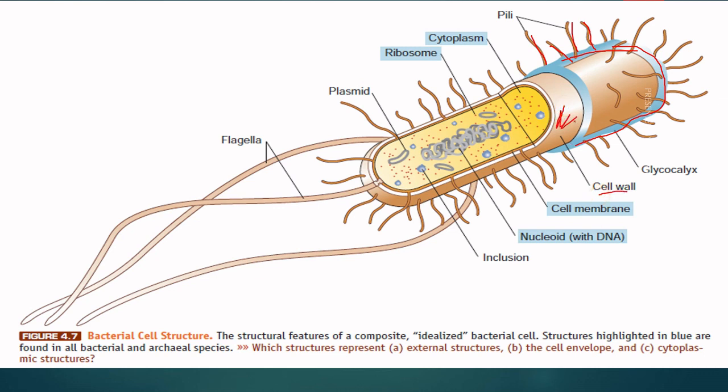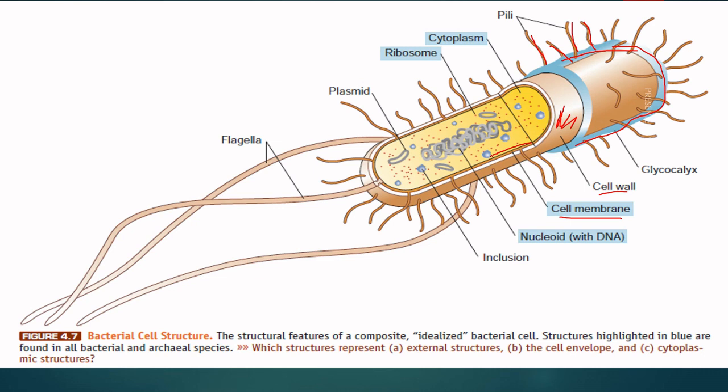This is the cell wall, which gives the cell its shape and protects the bacterial cell, acting as a protection layer. Next, inside the cell wall, the component present is the cell membrane. This is the cell membrane. Outside of the cytoplasm, the cell membrane is present, which is a lipid bilayer, a semi-permeable membrane.